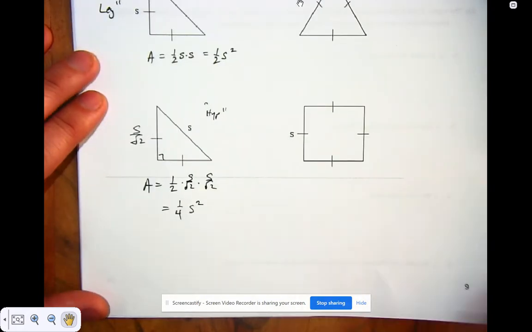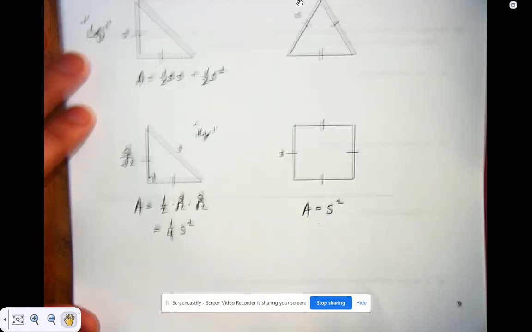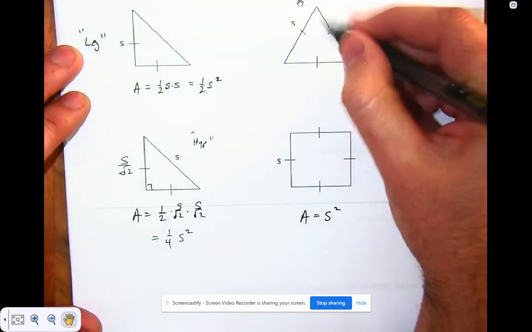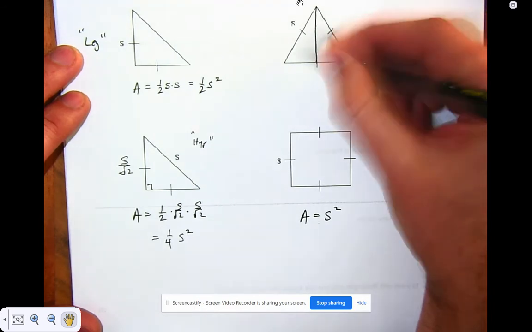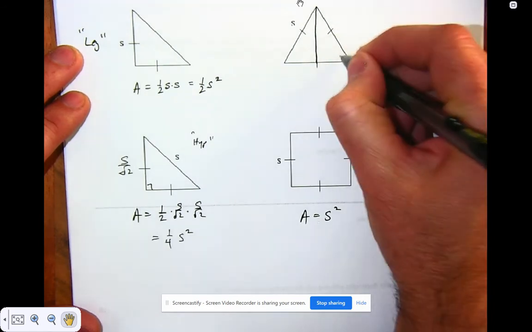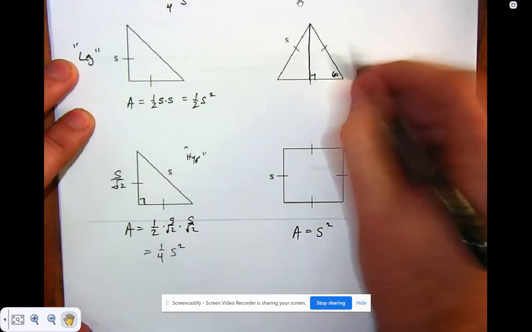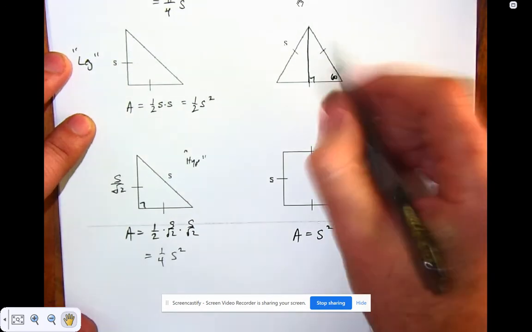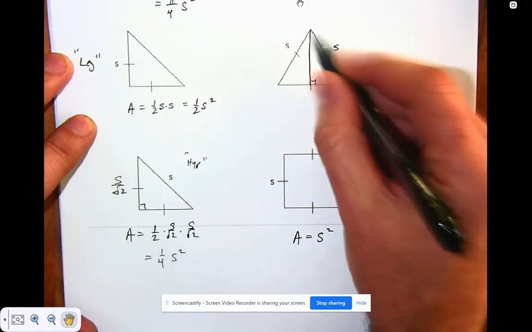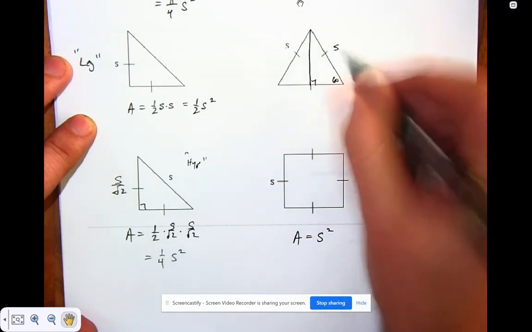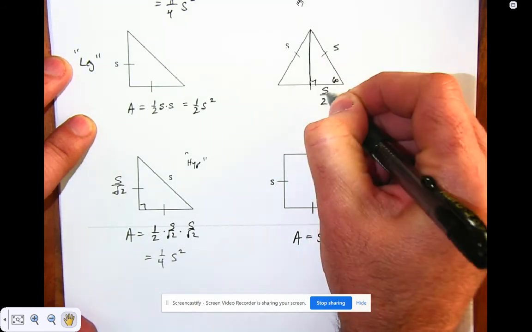Again, I'm just finding areas. Area of a square with side S, S squared. And then the hard one here, an equilateral triangle is also equiangular, right? These are all 60-degree angles. And if you cut that in half, now all of a sudden I've got this 30, 60, 90. And I know you guys might not remember all this. Don't get hung up on the reference triangles. But if the hypotenuse of a 30, 60, 90 is S, the short leg is half of that, and the long leg is that short side times root 3.